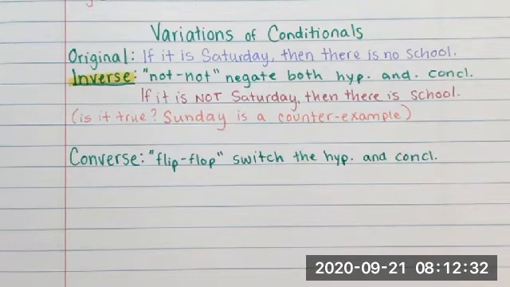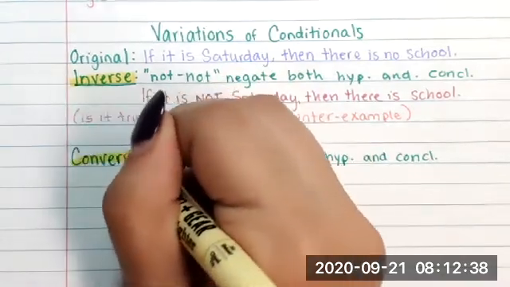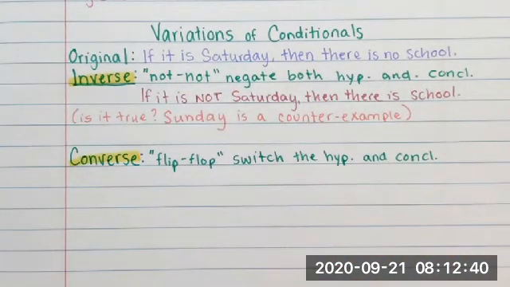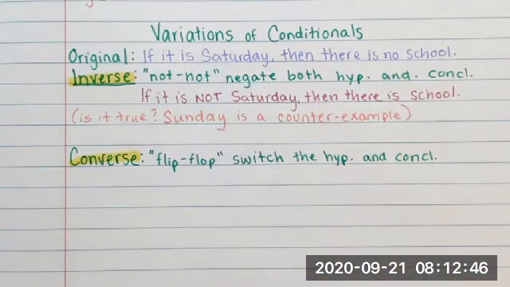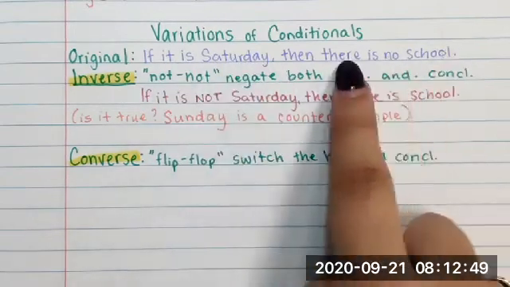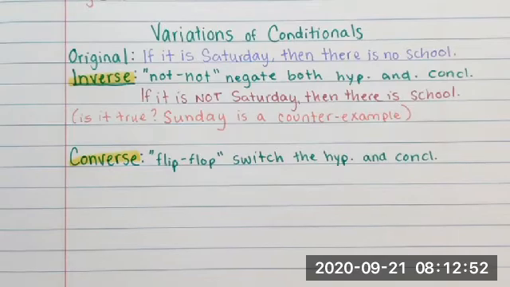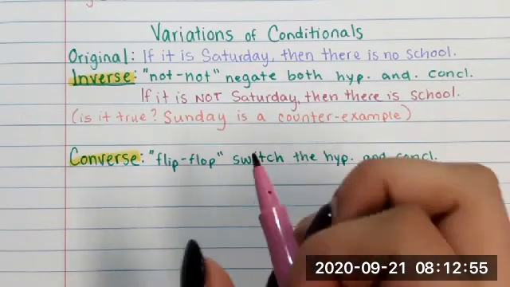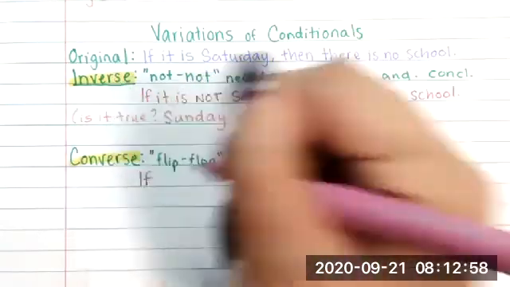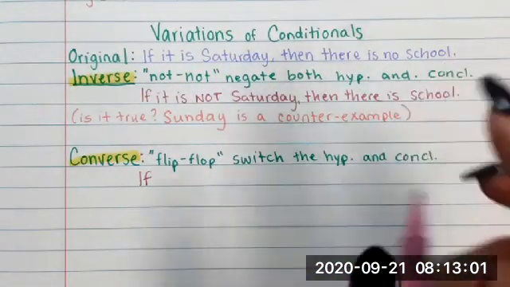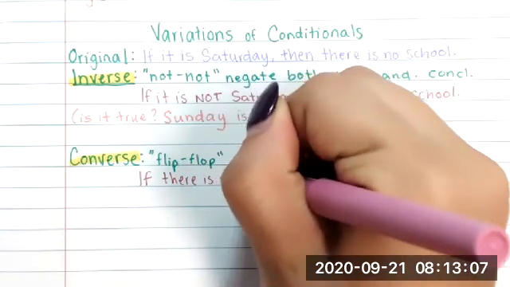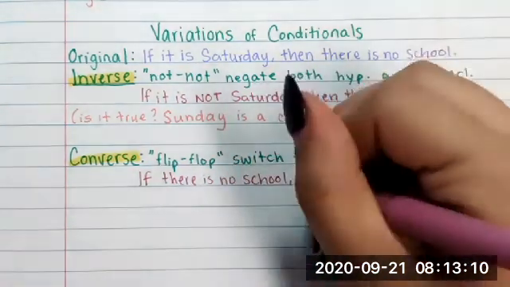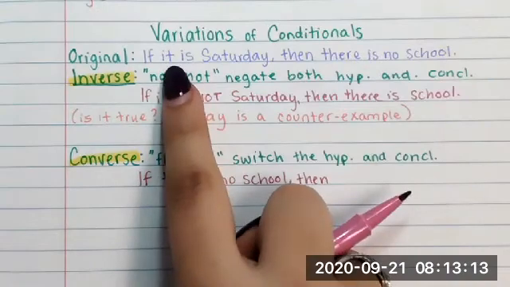Here's where it's important to remember that the hypothesis does not include the if. It doesn't include the if. And the conclusion does not include the then. So when I flip this, it's not going to be then there is no school if it is Saturday. I'm switching the hypothesis and the conclusion. It's still going to be an if-then statement. So if is still how I start, but I'm going to write there is no school. Then, looking at the hypothesis, it is Saturday.